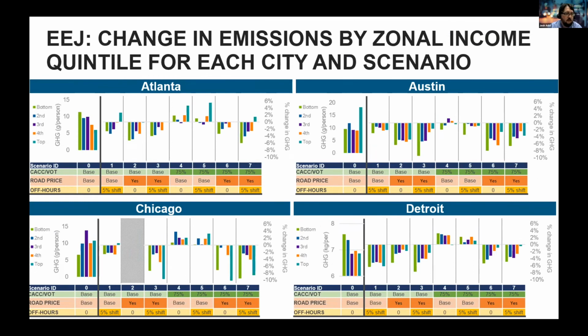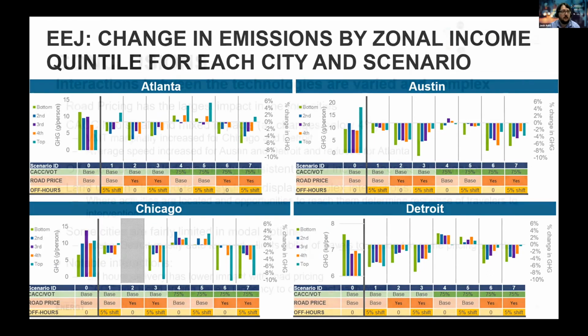So we see the differences in the baseline emissions on the left for each city, where some are more equitably distributed than others. Atlanta has a reverse equitable distribution, whereas Chicago is more generally equitable. And then we can see what impact different technologies have, where the CACC deployment tends to have most impact on lowest and highest, just due to where the highways are organized in Chicago. It's different for other regions.